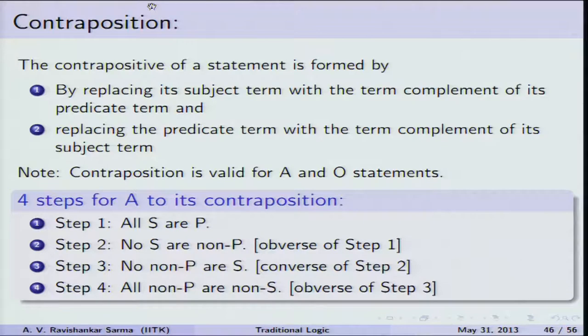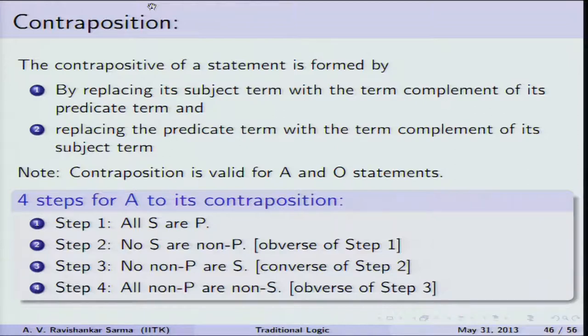First we use the obversion rule, so you change the quality and put the complement, giving no S are non-P. Now we use conversion, because no S are non-P is the same as no non-P are S. That is step three: no non-P are S. Now we have replaced the subject term with the predicate term and the predicate term with the subject. So in the fourth step, all non-P are non-S.